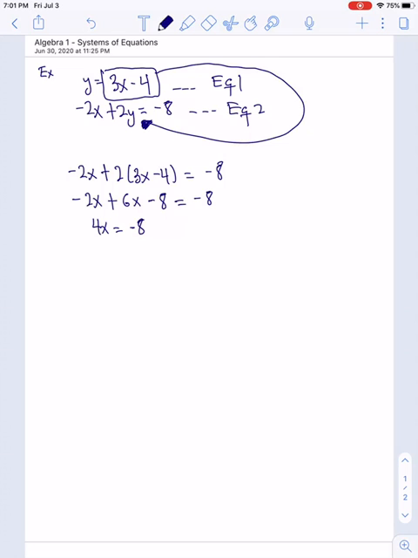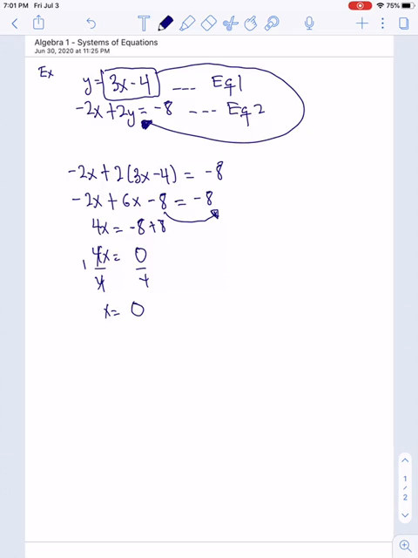When this negative 8 crosses over to the other side of the equation, you're going to get a positive 8. So it's going to be positive 8. And now we're going to rewrite this equation as 4x equals 0. And when we divide both sides by 4, 4 cancel, 4 is 1, and x equals 0 divided by any number will be 0. So it's going to be x equals 0.